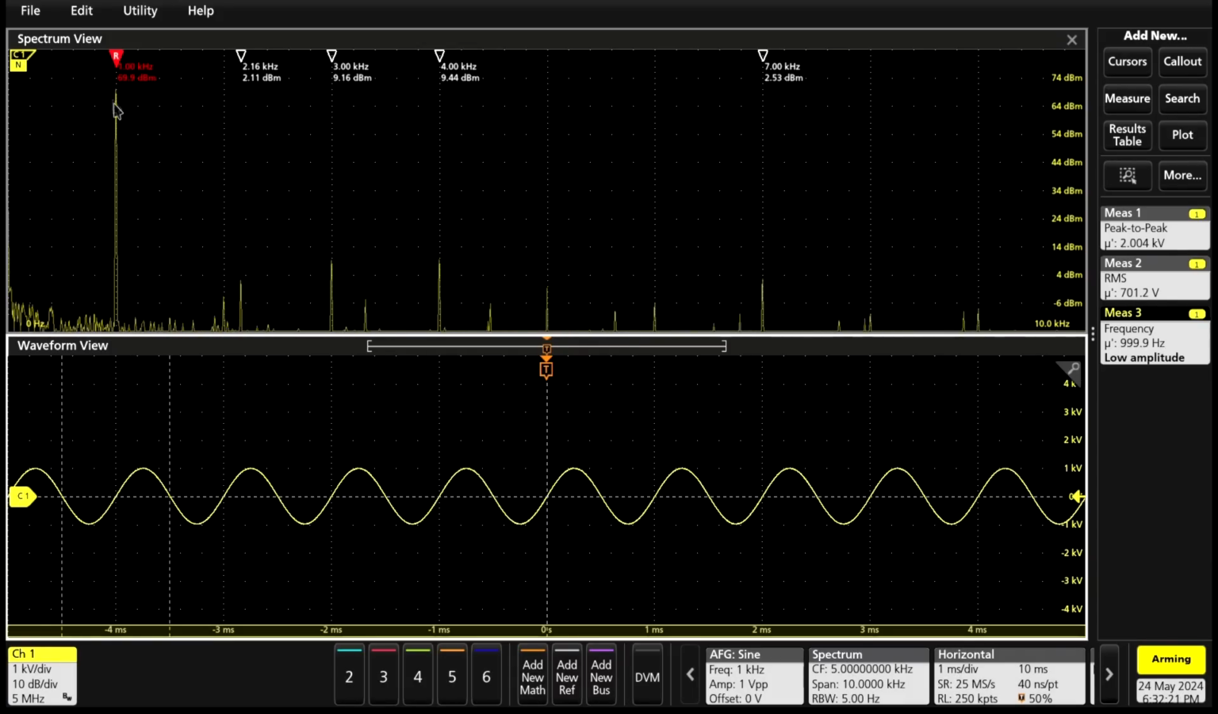Now the number here is in dBm. That's because it's assuming a 50 ohm load, but of course it's not being terminated into 50 ohm, but the delta does represent the THD. Now we can make this larger, but remember this is a broadband amplifier.